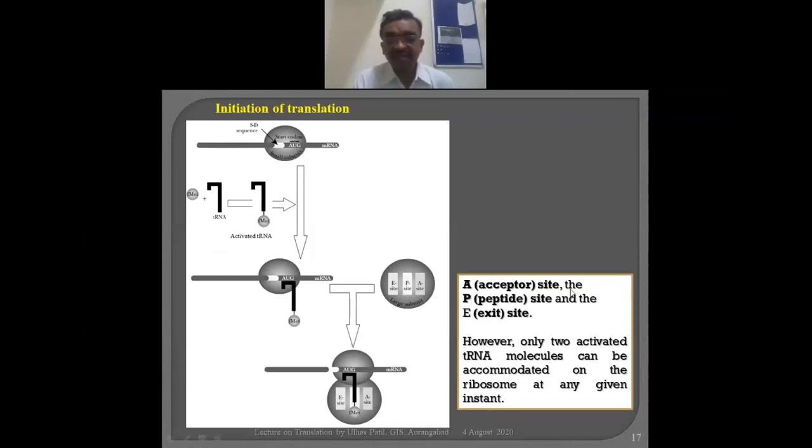A means acceptor site, P means P site, and E is the exit site. These are not typically labeled sites; we have given the names just for our convenience. Actually, at a time, only two tRNAs can bind in this ribosome. At any instance, this space can provide binding for only two tRNAs. But for our convenience, we have labeled this part as the E site, P site, and A site. A is for acceptor, P is for peptide, and E for exit. Keep in mind that three tRNAs are never bound at a time. Only two tRNAs can bind.